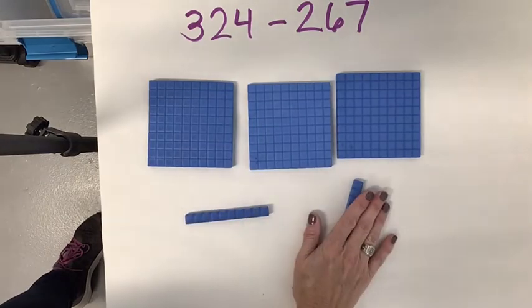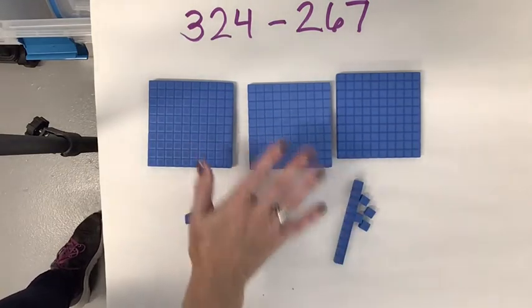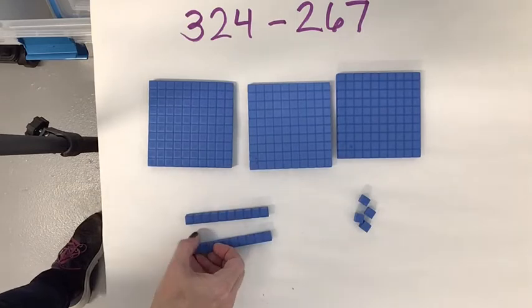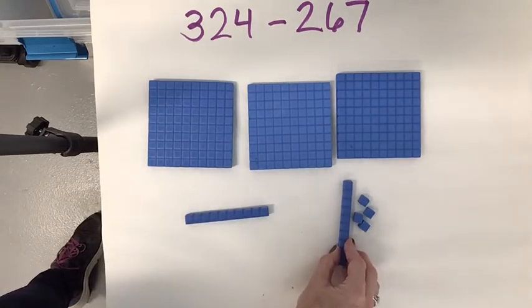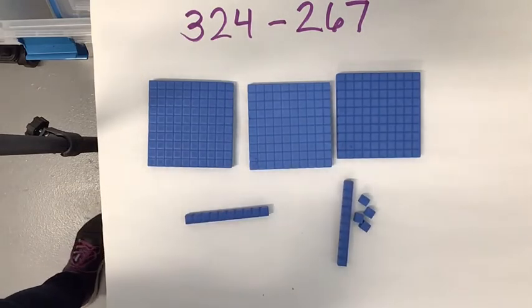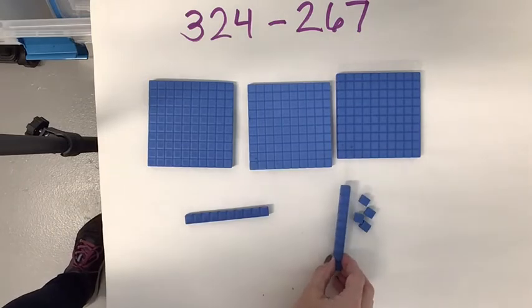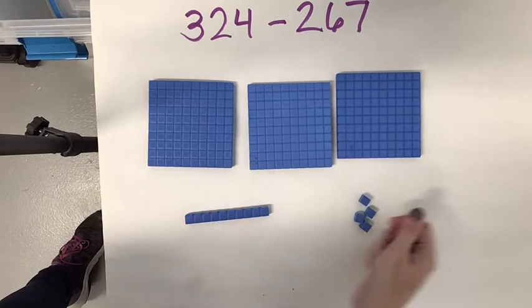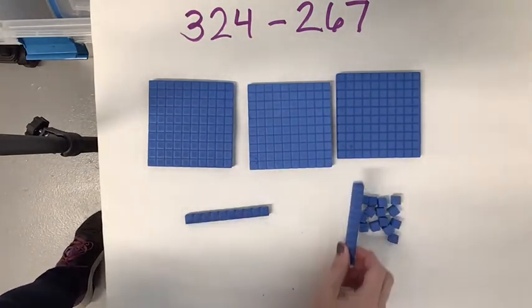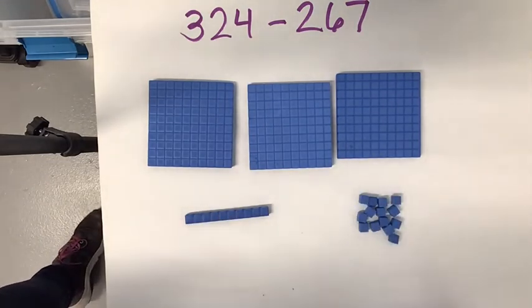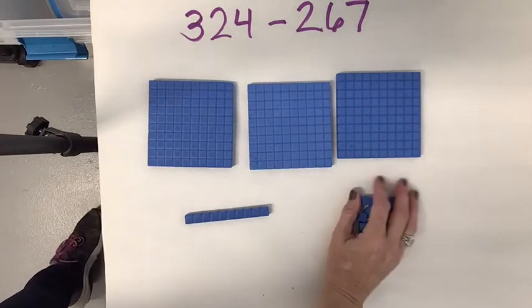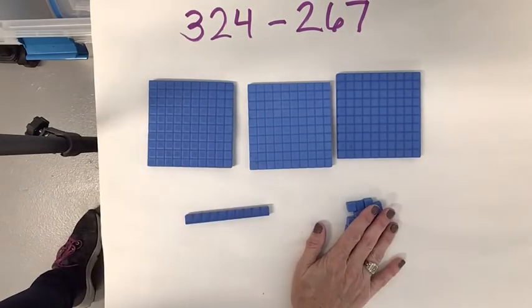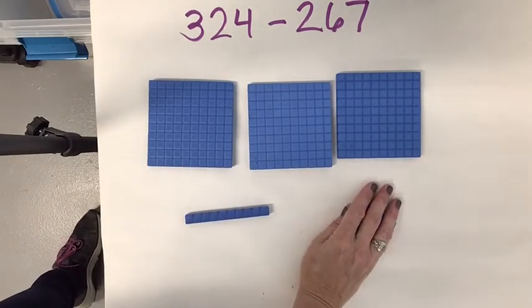310 and 14 is the same as 324. All I did was shift this to here. And again, if I have students that need to see that this becomes 10 units, I can do that. So I can say there's 10 units that I'm shifting this over. Okay, so now I do have enough to be able to subtract from the ones.